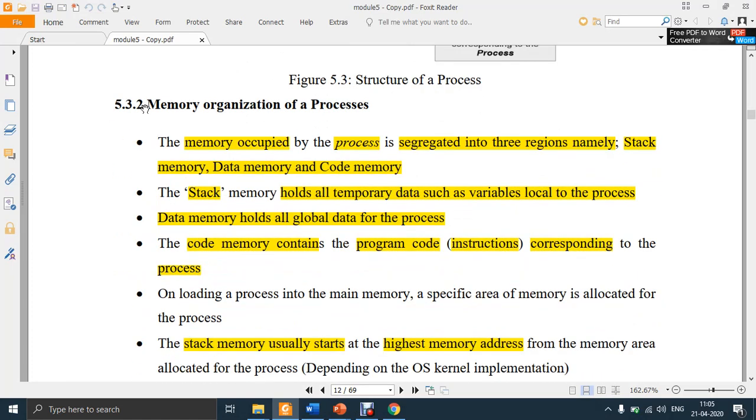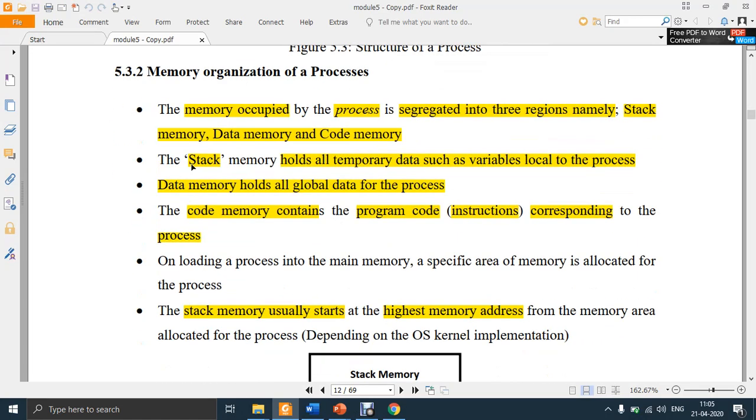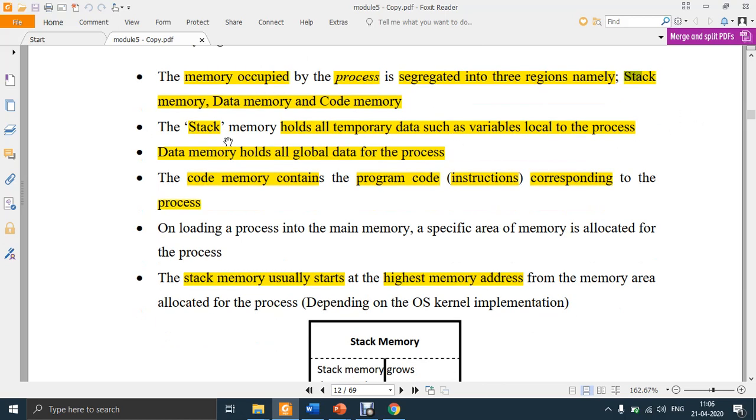Next we'll talk about the memory organization of a process. The memory occupied by a process is segregated into three regions: one is stack, one is data, and one more is code. Each process will have three parts of memory. Stack holds all temporary data such as variables local to the process. Data holds all the global data, and code contains the program or instructions that need to be executed.